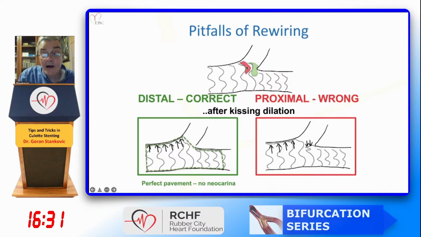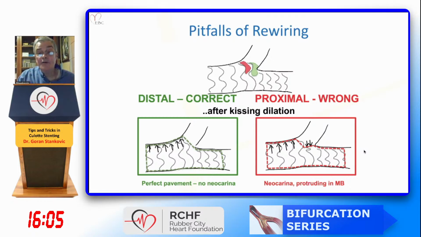In case that we rewire proximally, you see that with the balloon, we don't scaffold the ostium of the side branch, and at the same time, we push this metal here from the side branch into the main vessel stent. So we create an artificially short metallic neocarina protruding into the main branch. That's why special attention and time should be taken when we do pullback and when we rewire the metallic neocarina.